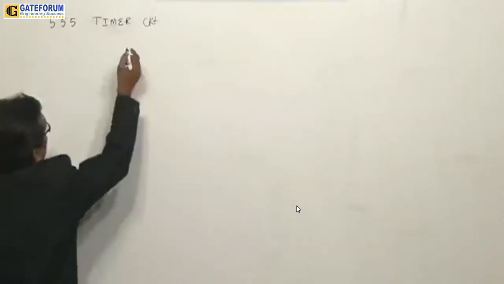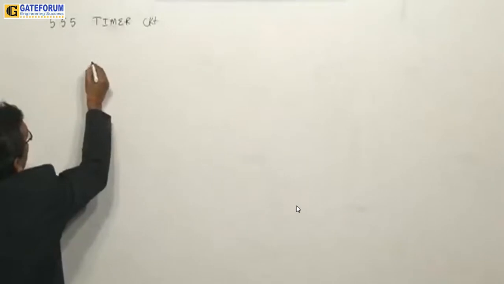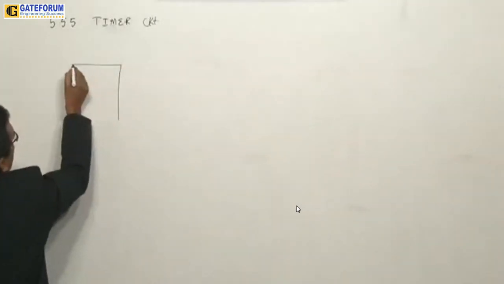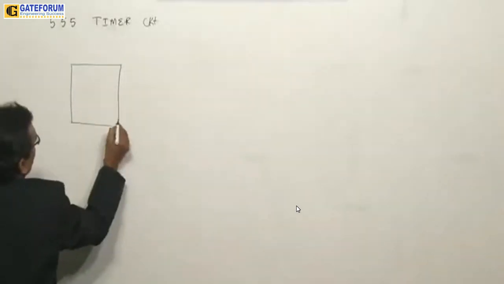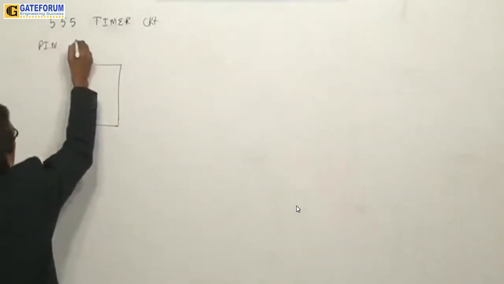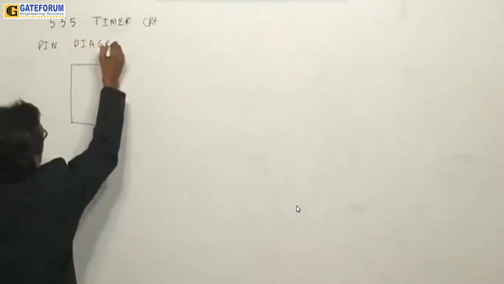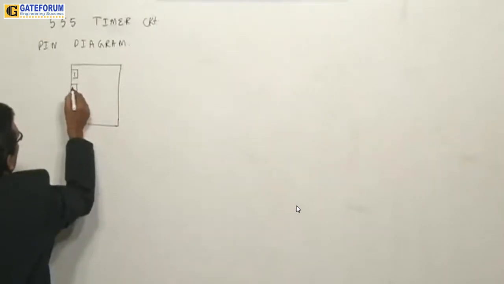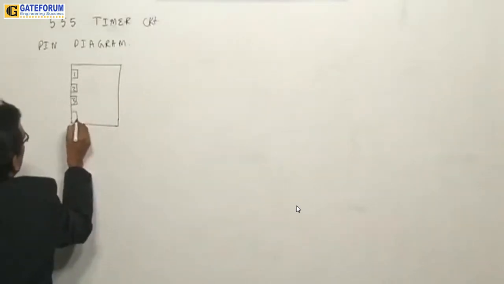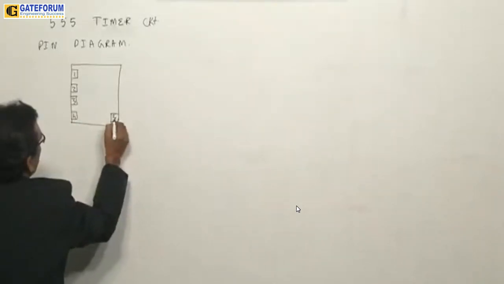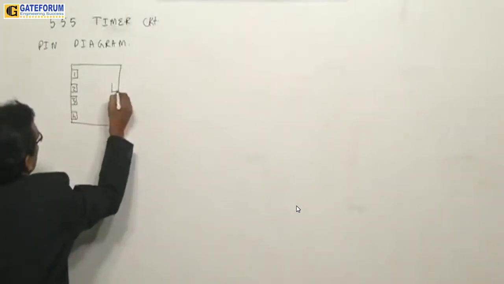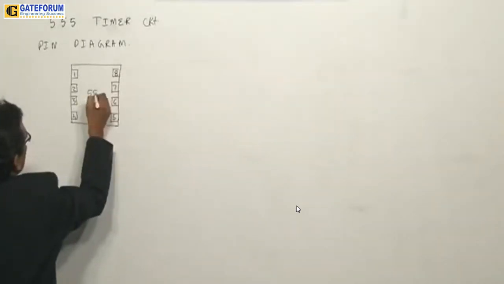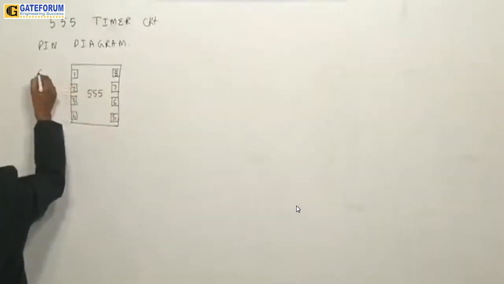Now let us try to see here how it works. Let us see first the pin diagram of the 555 timer: 1, 2, 3, 4, 5, 6, 7, 8. So you have 8 pins, and this is the 555 timer.